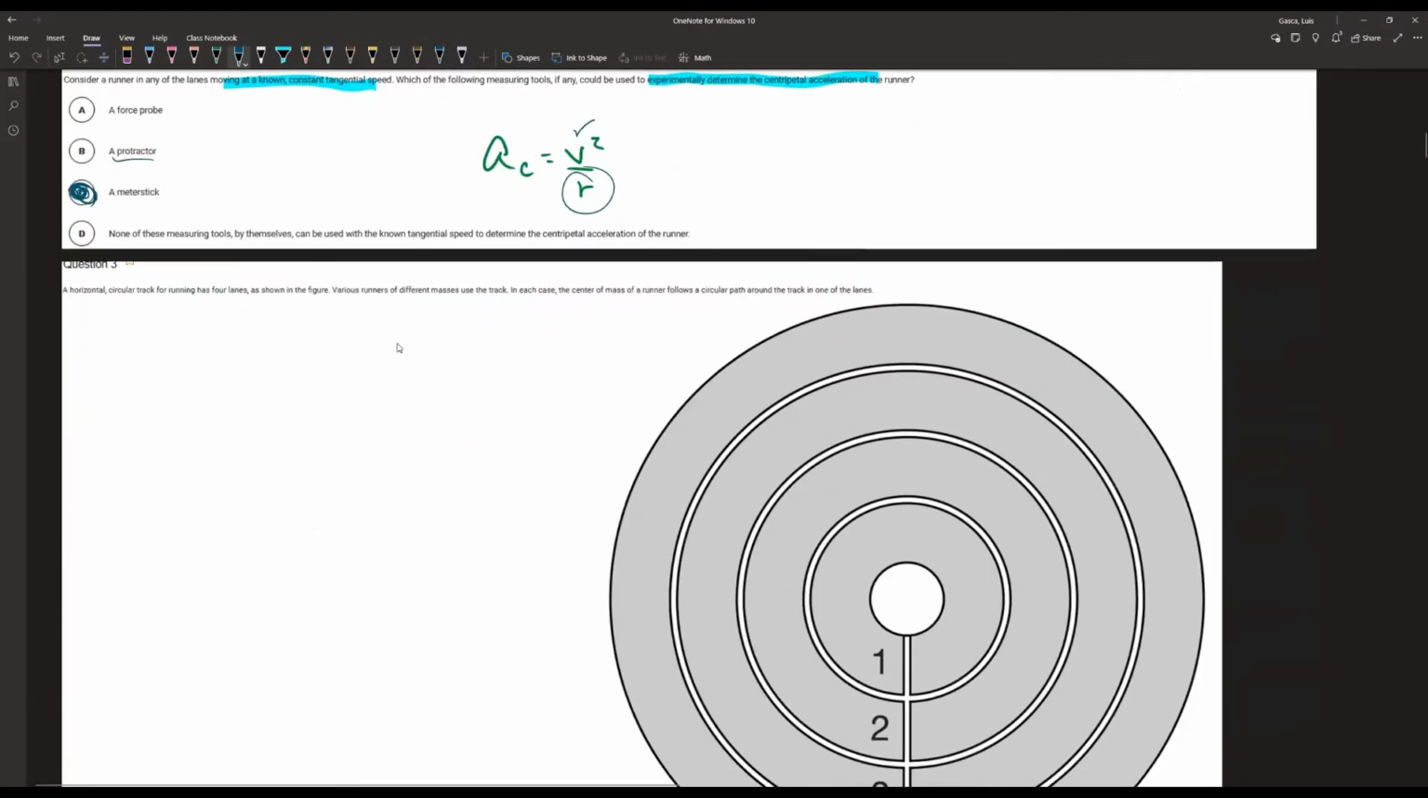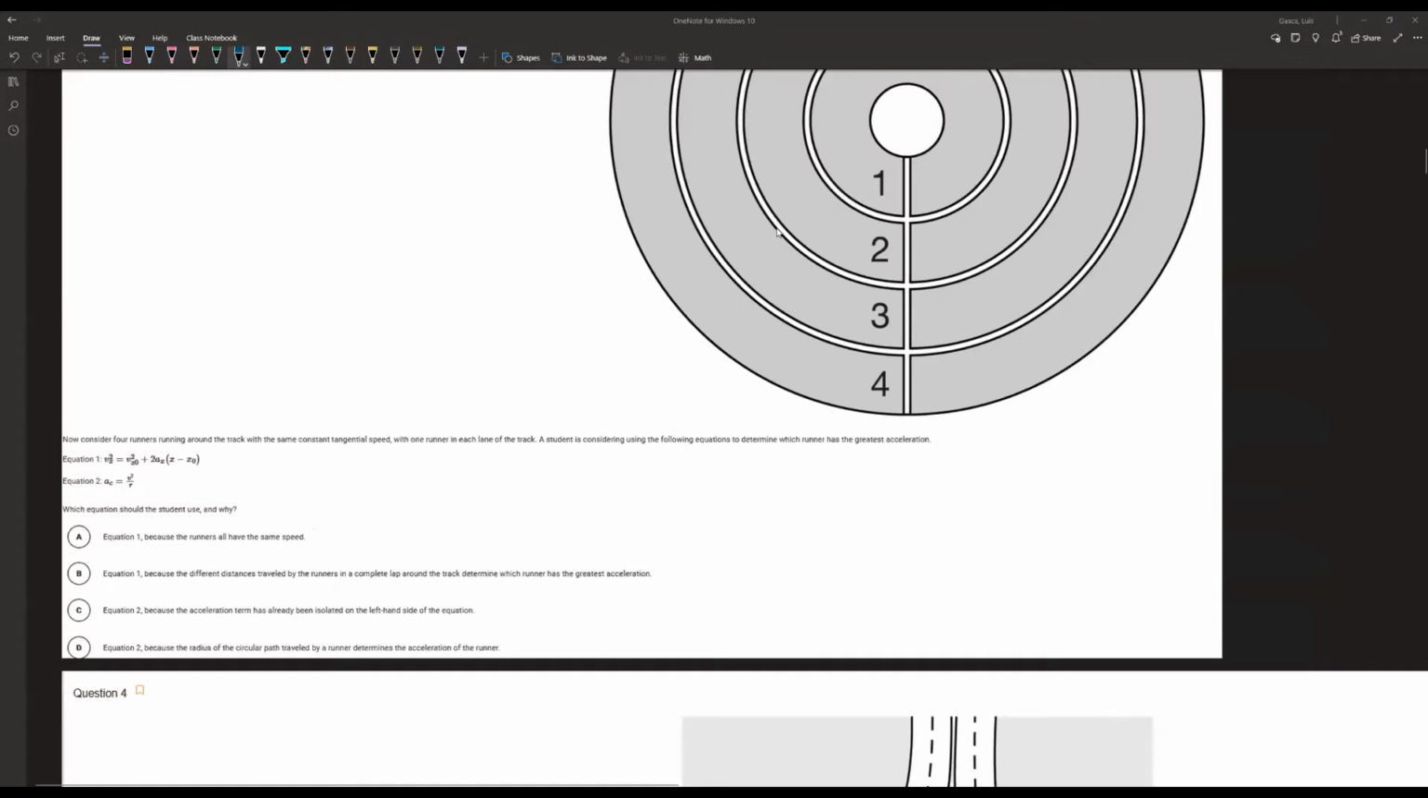Let's go to question number 3. So in question number 3, they say, now consider 4 runners running around the track with the same tangential speed, with 1 runner in each lane of the track. A student is considering using the following equations to determine which runner has the greatest acceleration. Which equation should the student use and why?